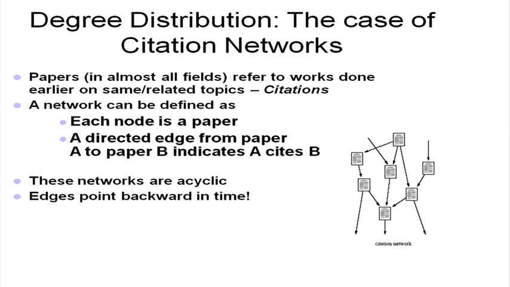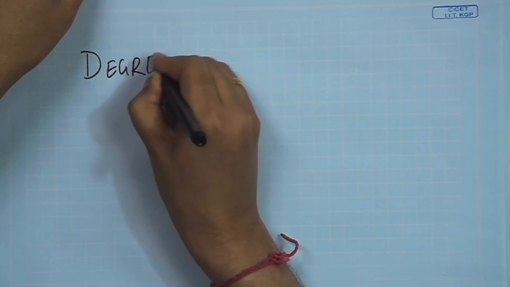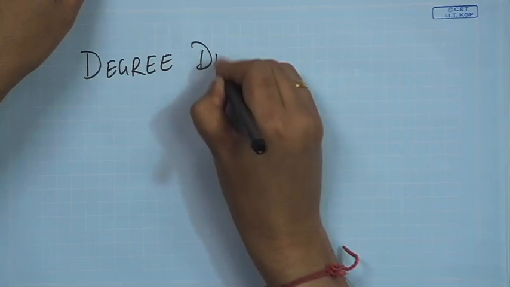Welcome back to this session on complex networks, and today we will look mostly into network analysis metrics. So, we will start off with degree distribution. This is the first metric that we will look into. It is called degree distribution.